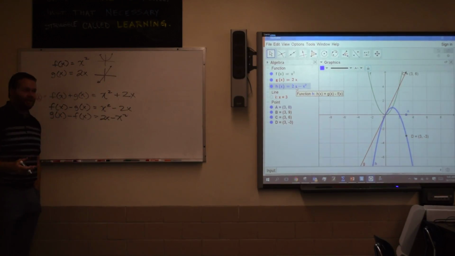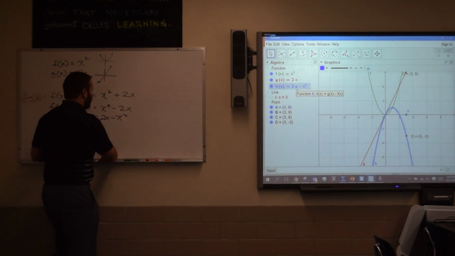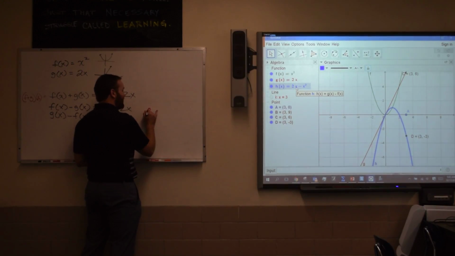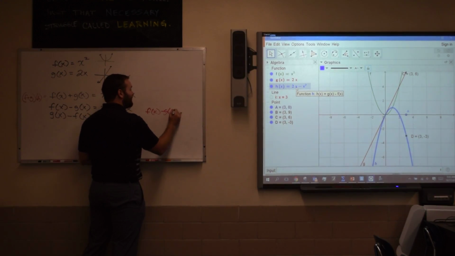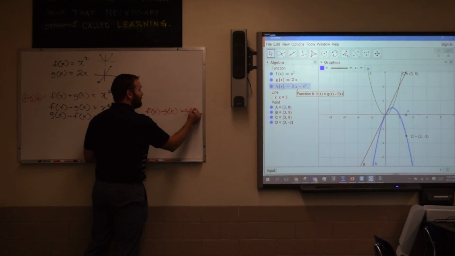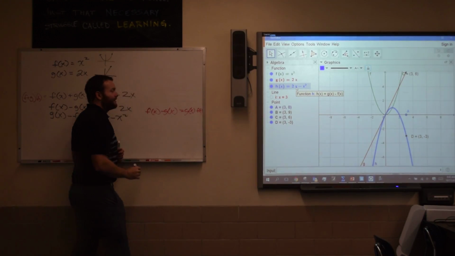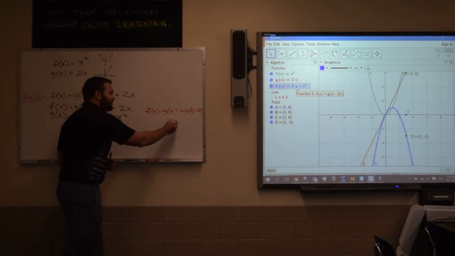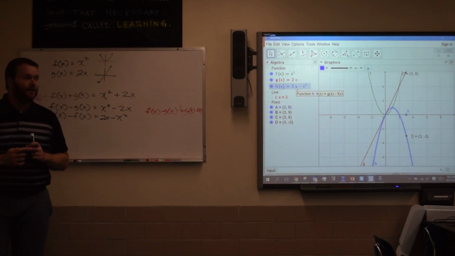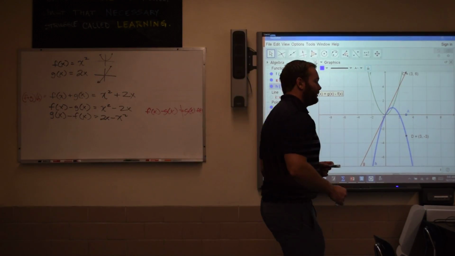That's often a question they ask you, is when you combine functions, does f of x minus g of x equal g of x minus f of x? Okay? They ask that. Is it commutative? And the answer is no. Okay? In general, they are not.